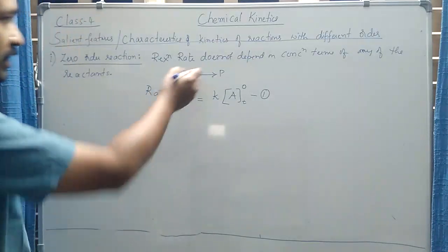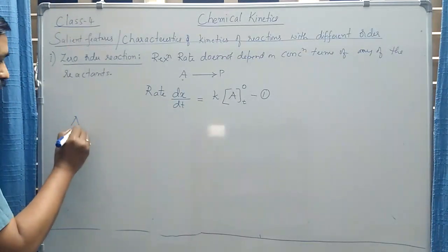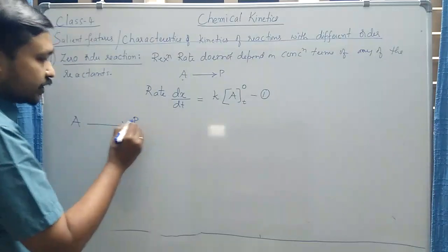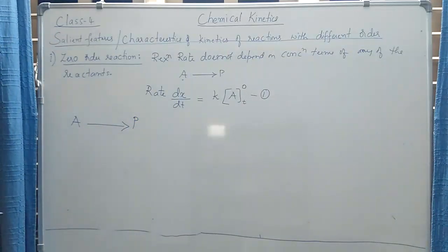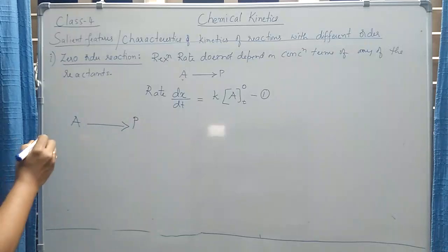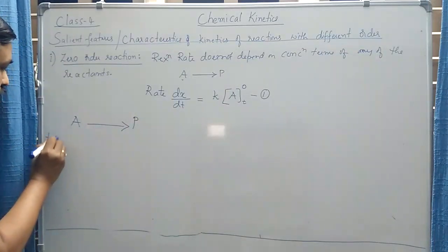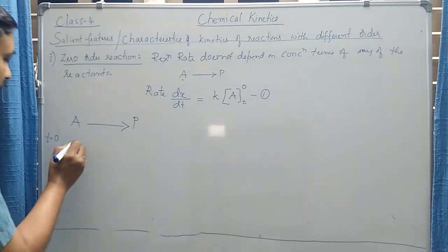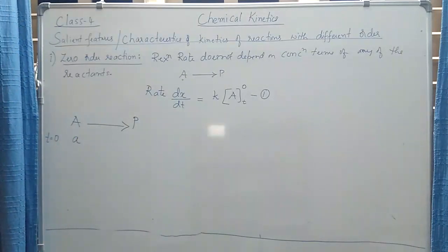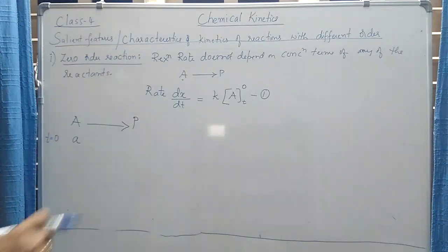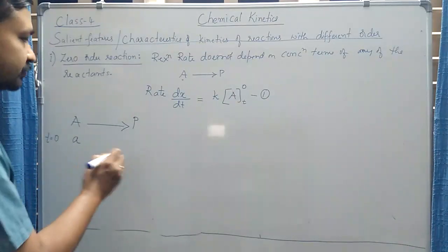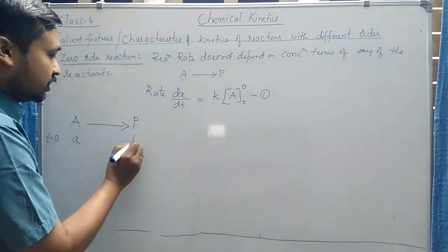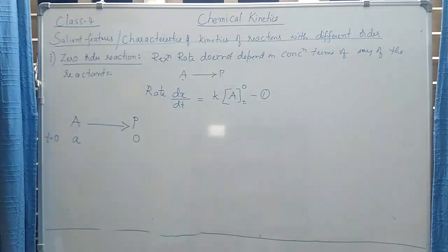So let us again rewrite this scheme here, and let us try to understand in detail what is actually happening. Okay, so at t is equal to 0, that is, the reaction has not yet started, let a moles per dm cube be the concentration of the reactant. So a is the initial concentration of the reactant before the commencement of the reaction, and since the reaction has not yet started, the concentration of the product is 0.